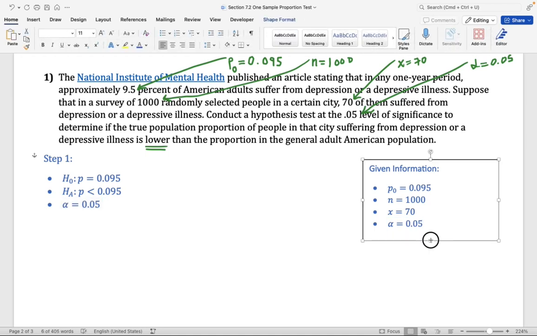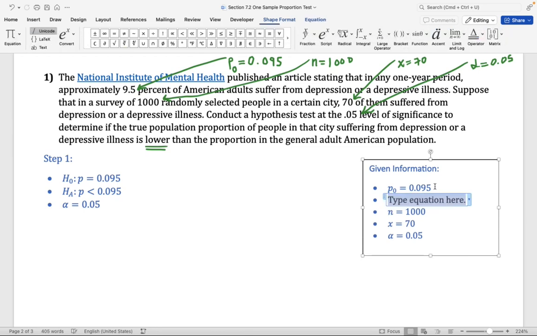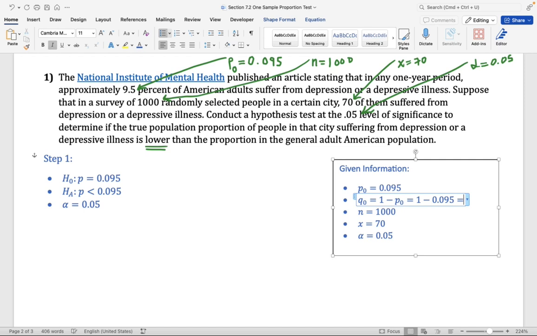Now here we could write other values that we're going to need. For example, we know that we're going to need the value of Q naught. The value of Q naught is 1 minus P naught, which is equal to 1 minus 0.095, which is equal to 0.905. This value is not given to us, but if we have P naught, we can find Q naught. Let's go ahead and move on to step 2.